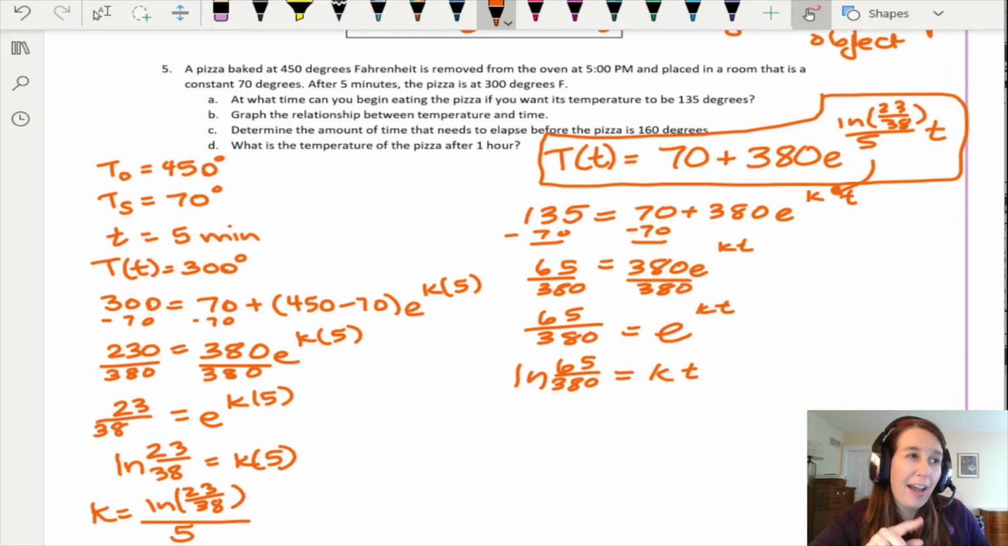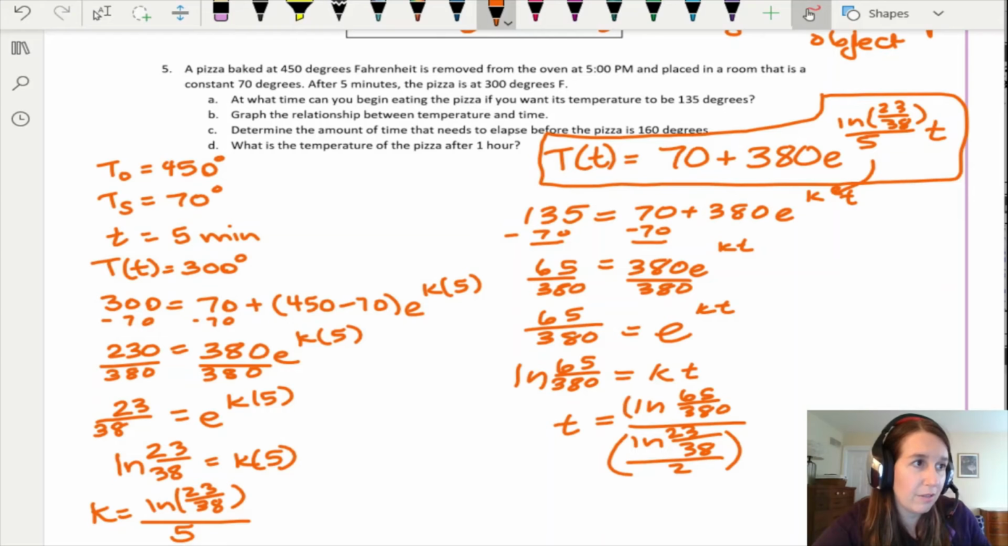Now remember, I've just been writing k because I don't want to keep writing this number over and over again, right? But we know k, and we're looking for t. So t is equal to natural log 65 over 380 divided by what the k is. And the k is natural log 23 over 38, all divided by 5. I'm going to throw some parentheses around that. Okay. And it looks like if I type all this in, I get about 17.6.